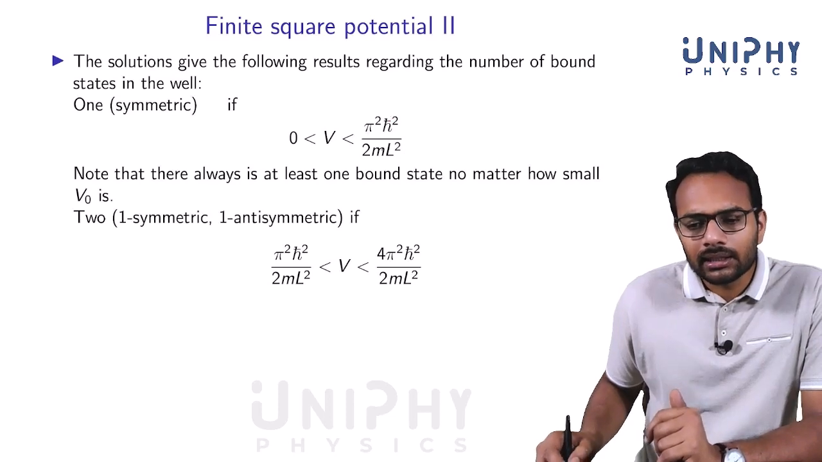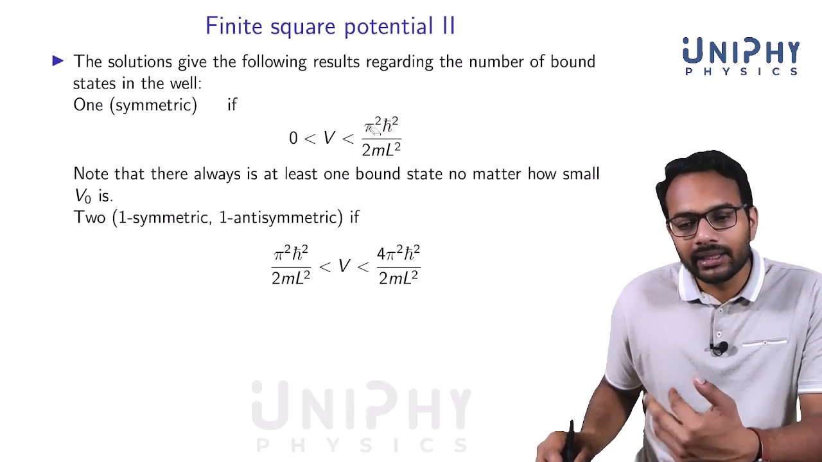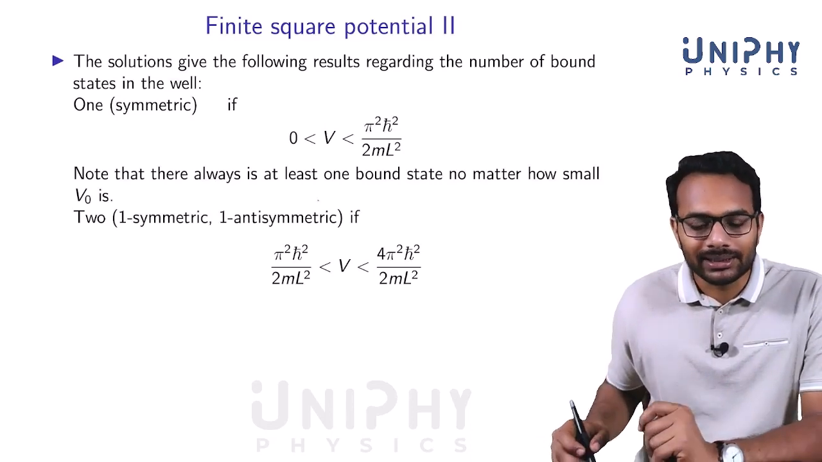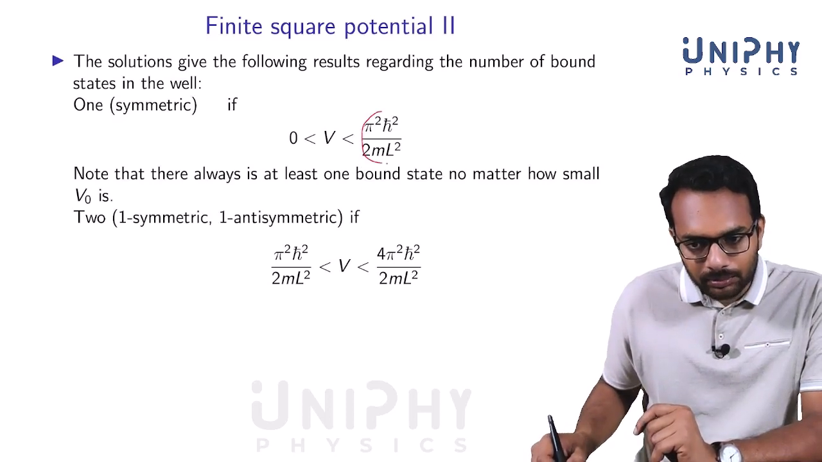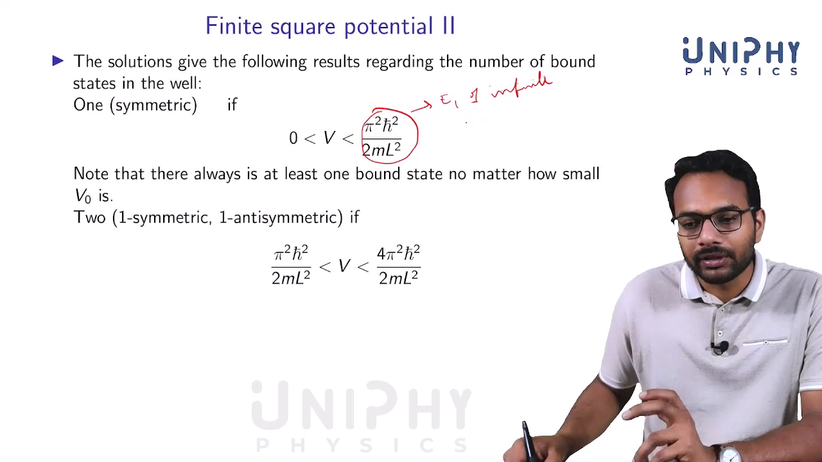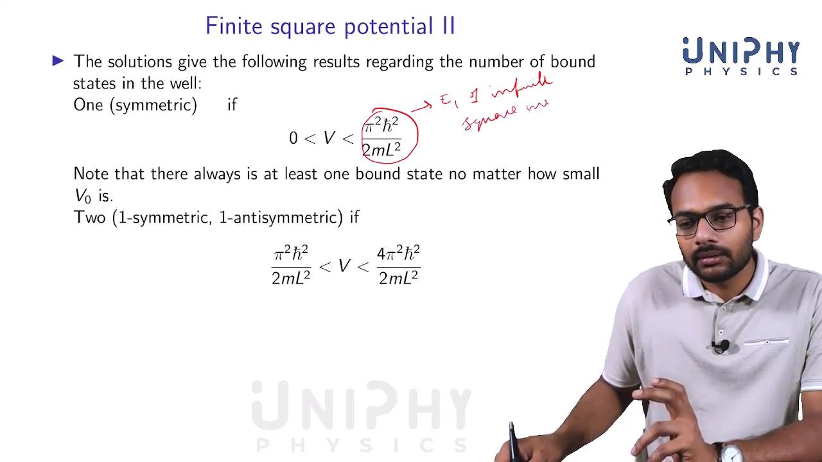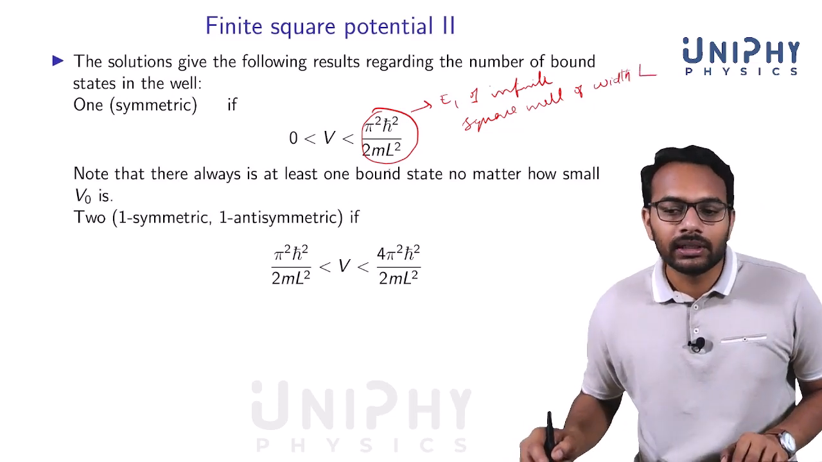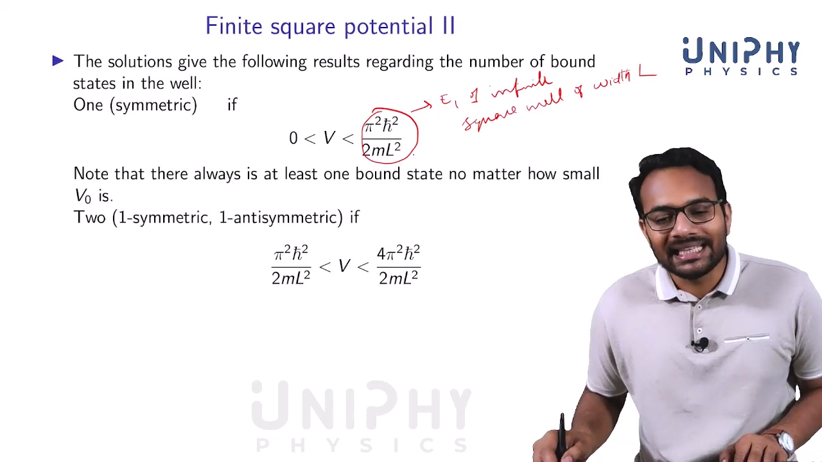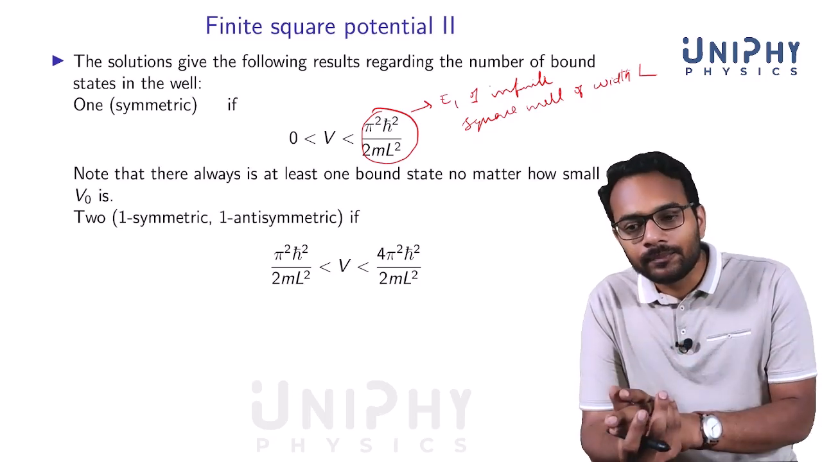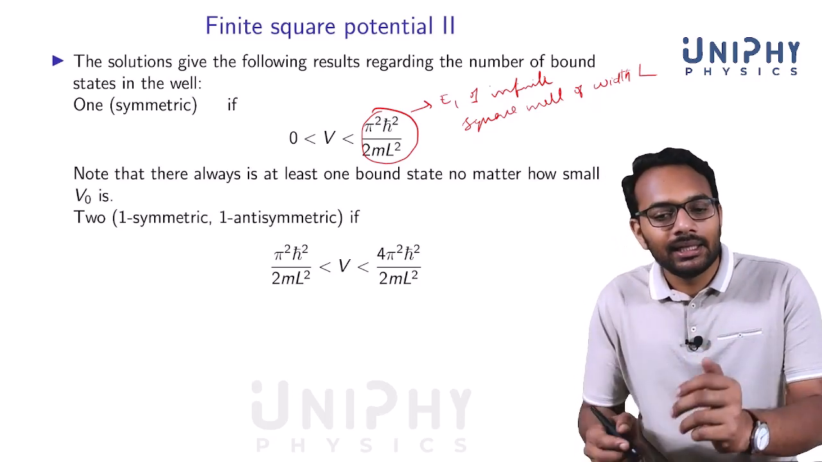This may be a bit surprising, but even if the energy is much higher than the potential energy of some particle, there's always at least one possible bound state. Now this part is easy to remember because this is actually E1 of the infinite square well of width L. I'm just giving you a way to remember this. This means that if the potential is less than the E1 of the infinite square well with width L, then there is at least one bound state.